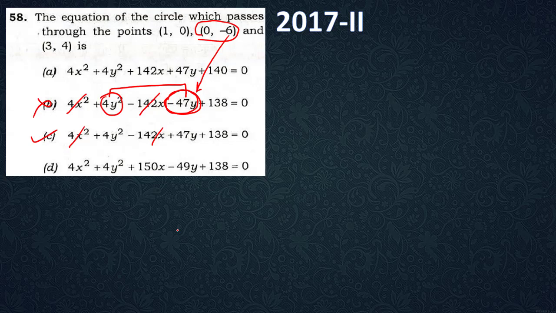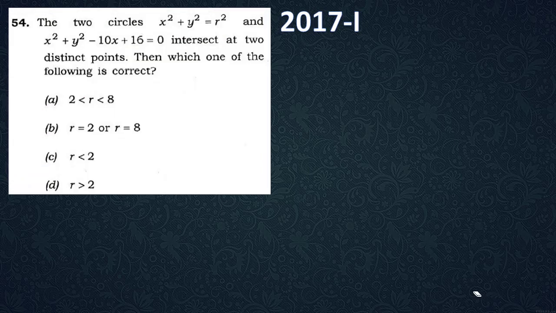Okay, easy है ना, मजा आ रहा है? Yes. Let's see the next one, 54.